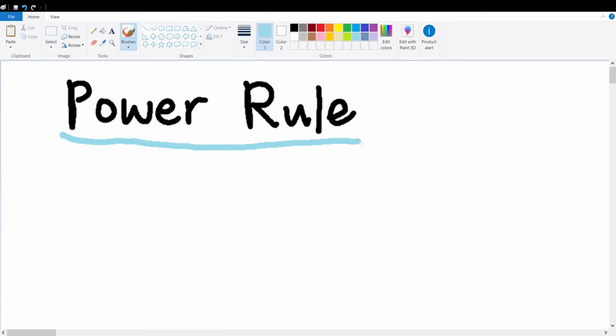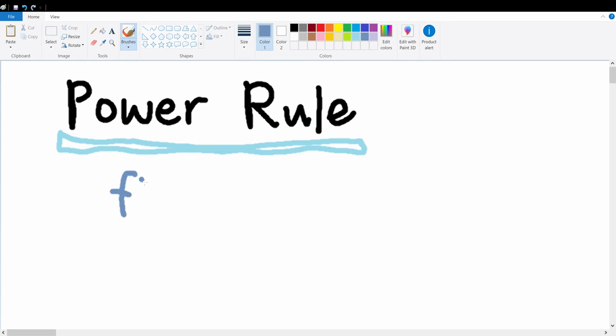Now the power rule is an extremely important concept when you're learning AP Calculus AB, since it is highly useful in finding the derivatives of many different types of functions. Alright, so let's start by explaining what the general rule of the power rule is.